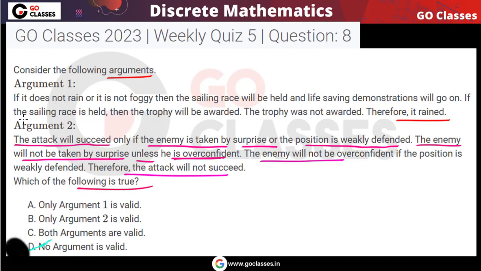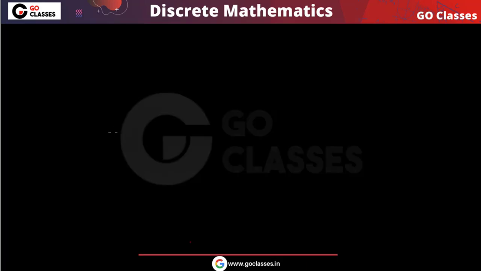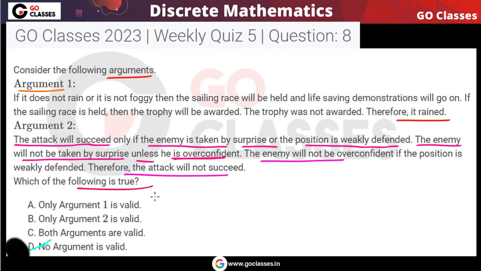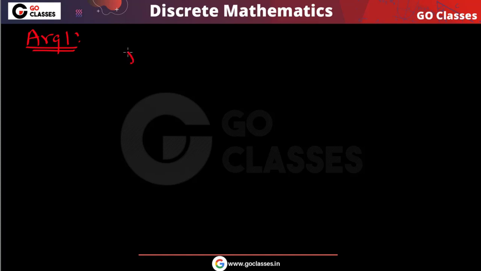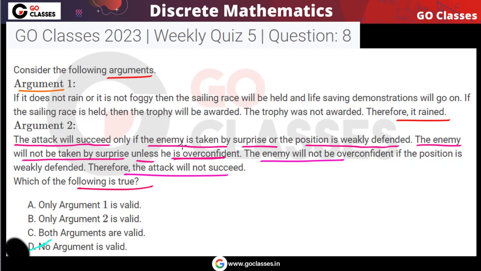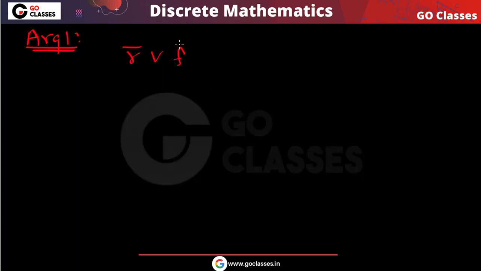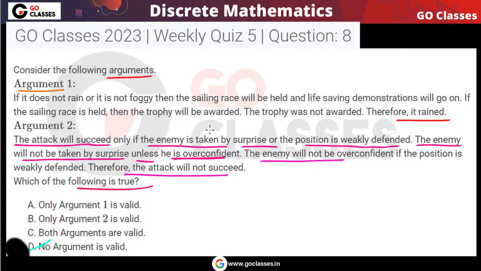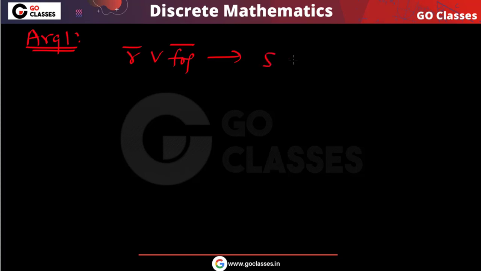So let's see argument 1. In this argument we are saying that if it does not rain and it is not foggy, then the sailing race will be held and the life saving demonstrations will go on. So first you write this argument in argument form. If it does not rain and it is not foggy, then the sailing race will be held and life saving demonstrations will be there.